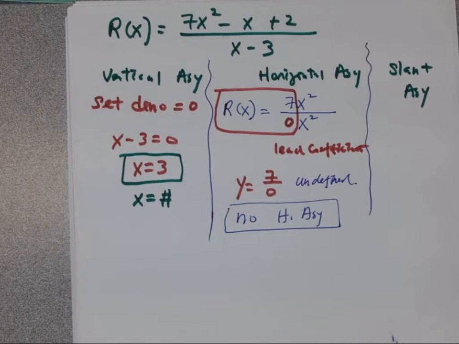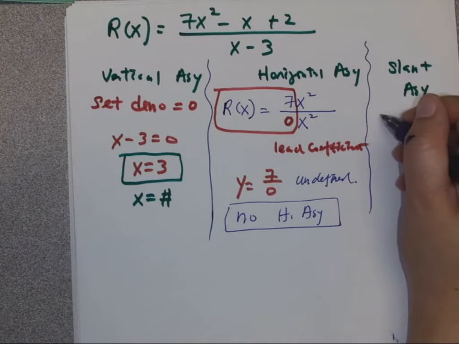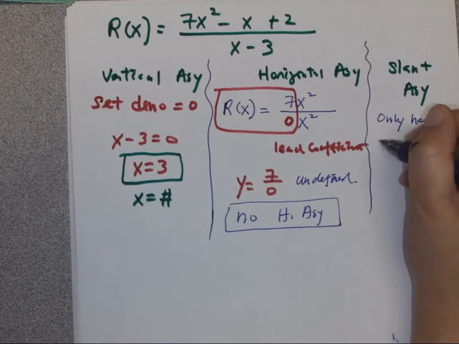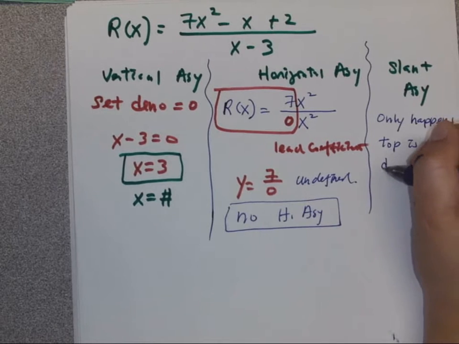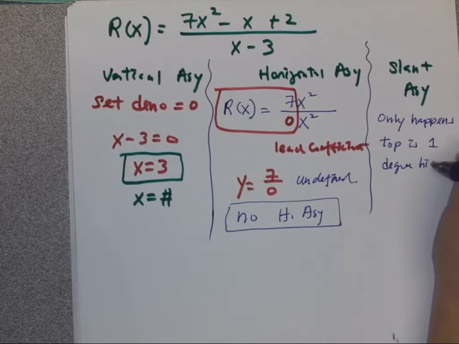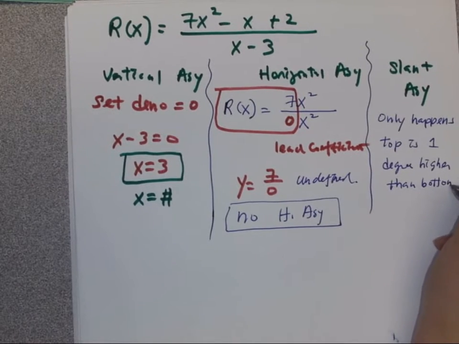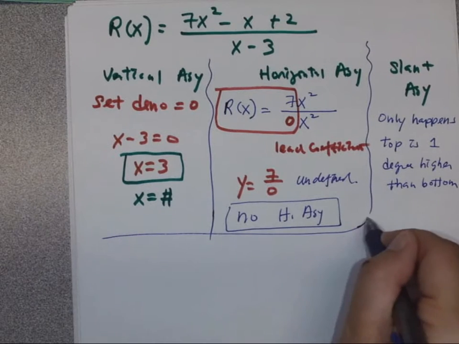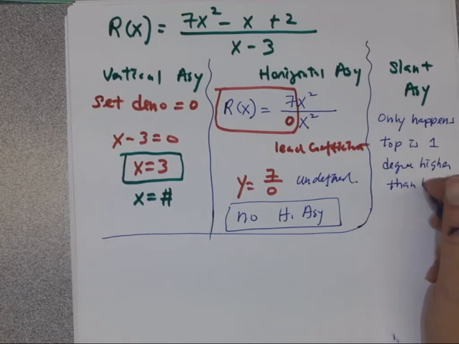All right, how about slant asymptote? When do we have a slant asymptote? Only when the top is exactly 1 degree higher than the bottom. How about this particular question? Does it have a slant? Is the top 1 degree higher than the bottom? Yes. So this one, yes.